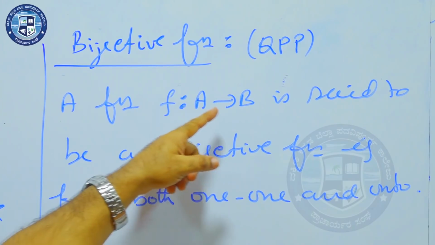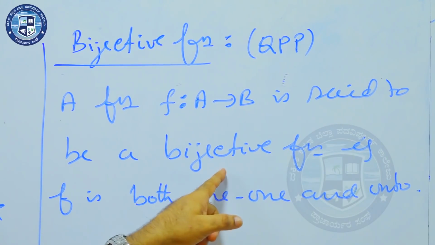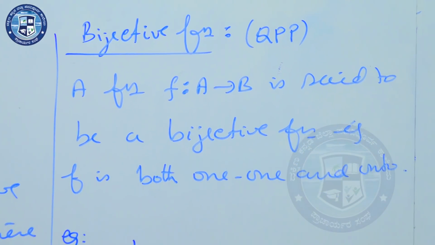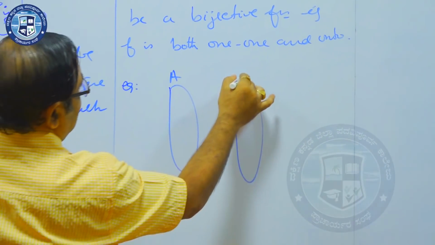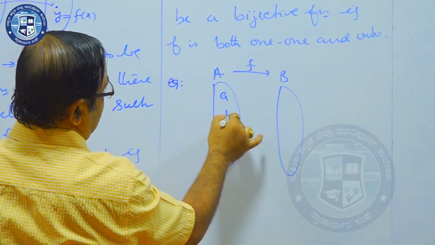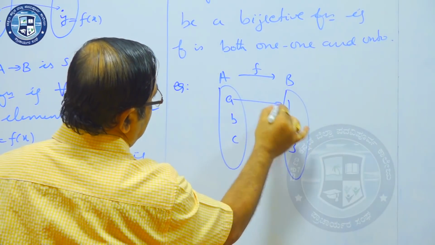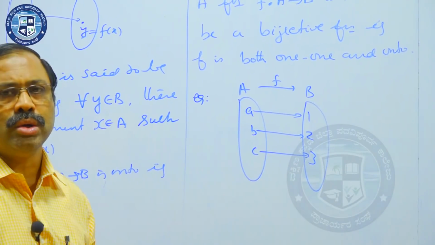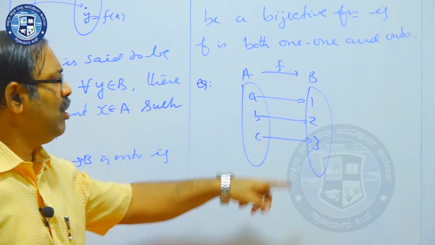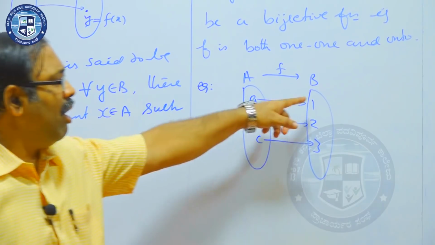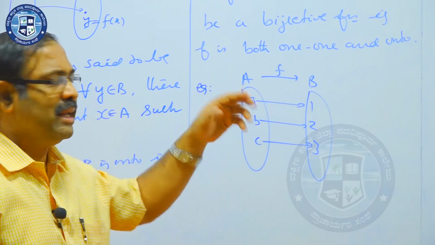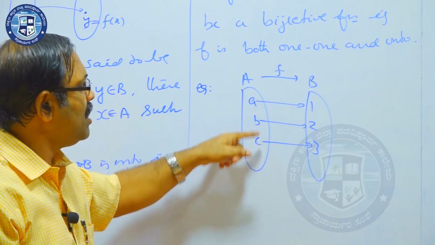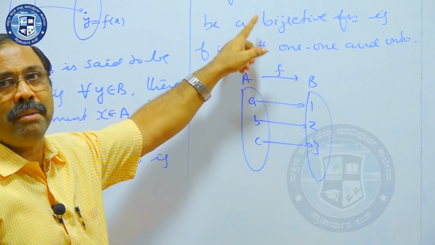A function f from A to B is said to be a bijective function if f is both one-to-one and onto. For example, look at this. We consider elements of sets A and B under f: a, b, c and 1, 2, 3. A going to 1, B going to 2, C going to 3. This is both one-to-one and onto. One-to-one, why? Distinct elements have distinct images. Why onto? All the elements of set B are images. Therefore, this is both one-to-one and onto. So, if a function is both one-to-one and onto, then it is called a bijective function.